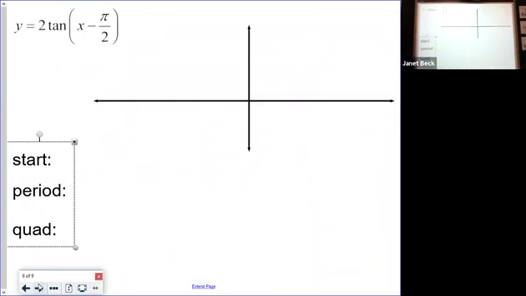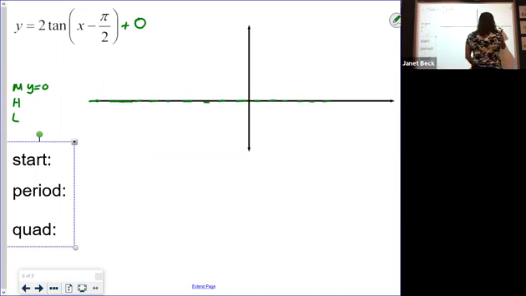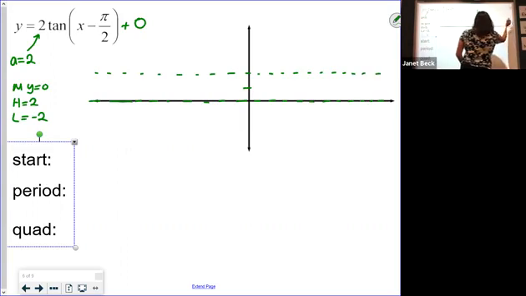Try this one. Pause your video and let's start. So first of all, I'm going to want my midline, my high, and my low. Adding nothing, your midline is simply going to be at y equals 0. Your A value, like your amplitude, is 2. So your highs are going to be 2 above the midline, and your lows are going to be 2 below the midline. That's it. Go 2 up, go 2 down.